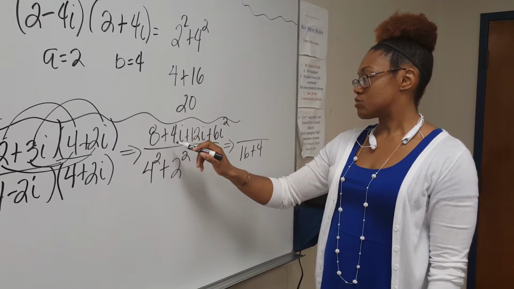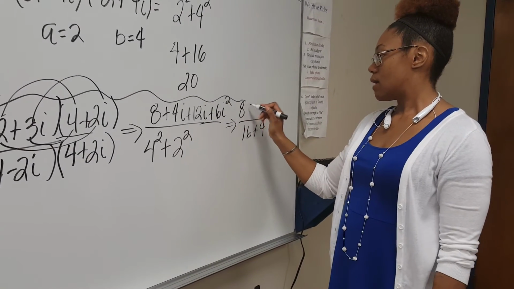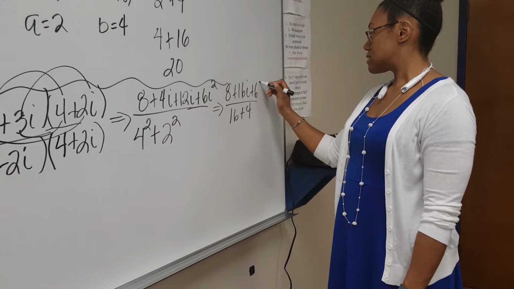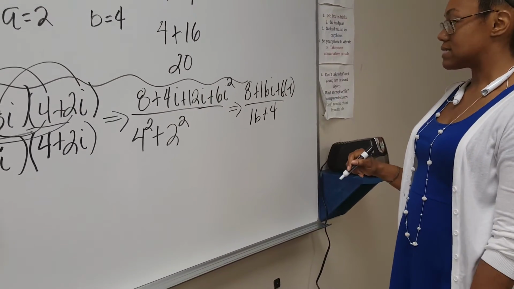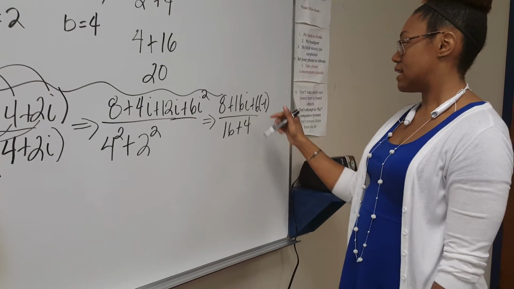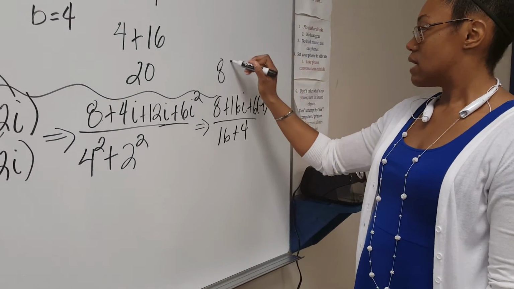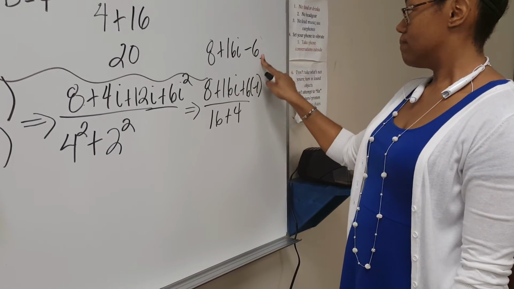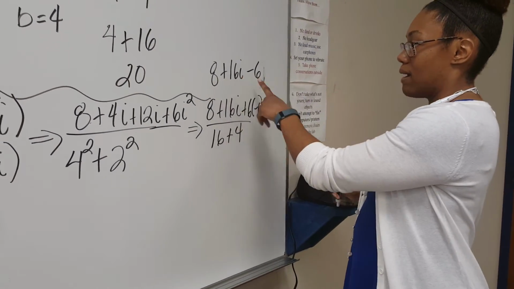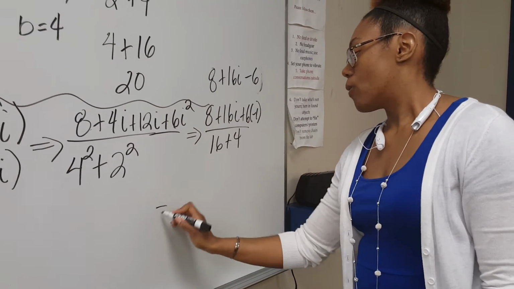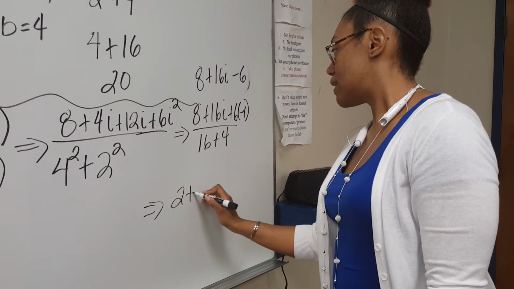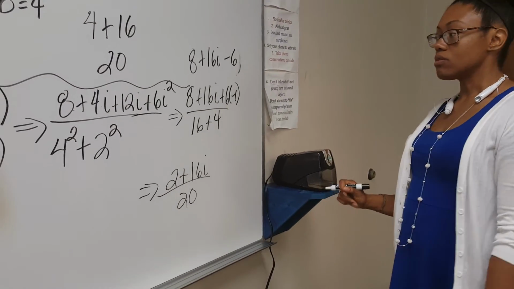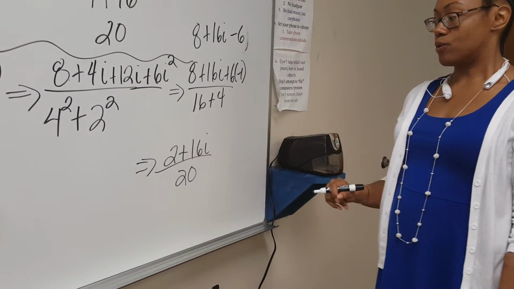And then here, this will be 8 plus 16i plus 6 times negative 1. Well, 6 times negative 1 is going to give me a negative 6. So this is really saying 8 plus 16i, minus 6, right? So if I do that, 8 minus 6 will give me 2. So the top part would be 2 plus 16i over 20, right? Because I add the 16 plus the 4.